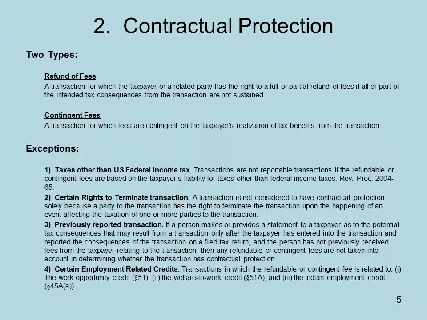The explanation of the exceptions to contractual protection provisions indicates that they are only prohibited in the area of income tax benefits and do not apply to engagement or advisor agreements involving non-income taxes. Examples include sales and use taxes or property taxes. In addition, the prohibition on contractual protection provisions does not apply to engagement agreements that contain certain termination rights or that relate to previously reported transactions or employment-related tax credits.